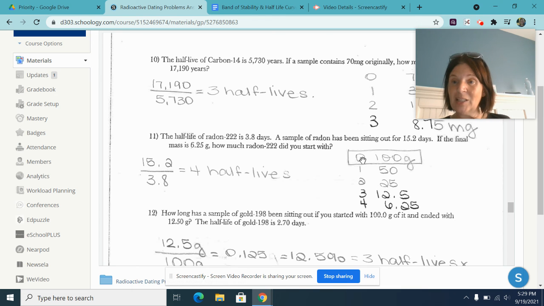If you need the beginning amount, they should give you the end amount, and that is multiply by 2. If they give you the starting amount and you want the ending amount, that's divide by 2. I'm hoping that this video has helped.